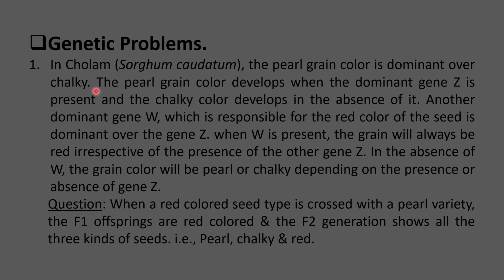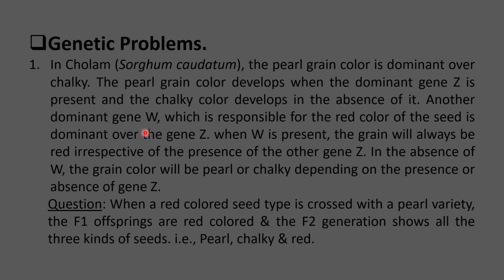What is the relationship between these two? Pearl grain color is dominant over the chalky grain color. And when will this pearl grain color develop? When the dominant gene Z is present. The chalky color develops in the absence of the gene Z. So just an allelic interaction is happening here. When the dominant Z is present, the color is pearly, and if it is recessive z, then the chalky color is produced here. And we'll see what happens next.